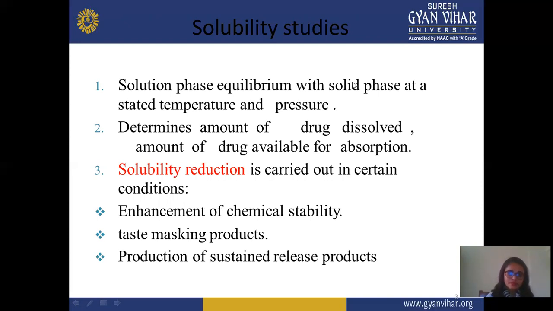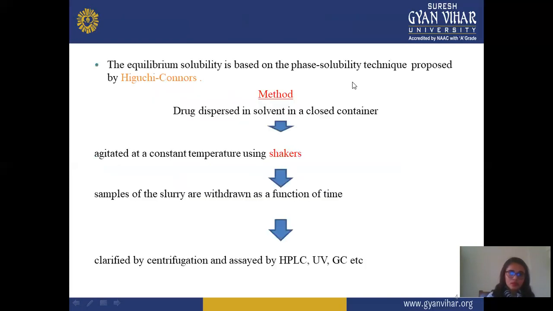And next, this is the method of how you perform it. The equilibrium solubility is based on the phase solubility technique proposed by Higuchi and Connors. In this, you first take the drug dispersed in a solvent in a closed container. Next it is agitated at constant temperature using a shaker. Next, a sample of the slurry is withdrawn as a function of time, clarified by centrifugation, and assayed by HPLC, UV, and GC, etc.